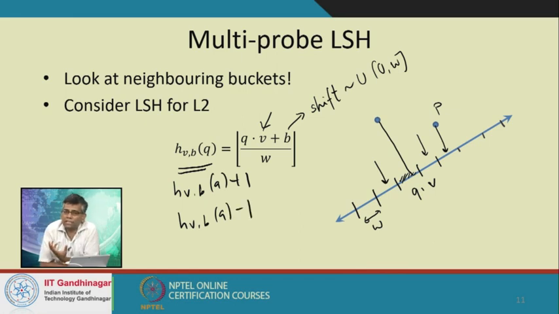And these are two immediate possibilities, the most likely possibilities of the hash value of P under this hash function. So this is what we'll try to phrase: instead of actually doing the perturbation on Q and then figuring out what the hash buckets should be, we'll do the perturbation directly on the hash indices itself.